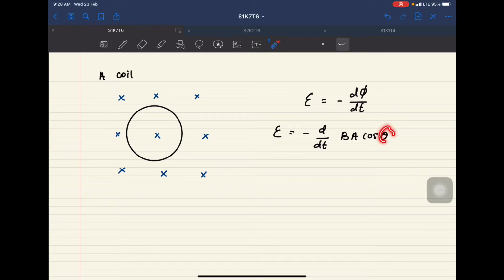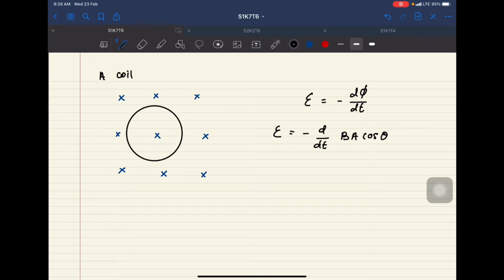And if theta changes, that means the coil will start to rotate. That one we'll discuss a little bit later. But now we want to focus on what happens when B and A change first. Normally the question will ask what will happen if one of these quantities changes. Let's discuss B first.